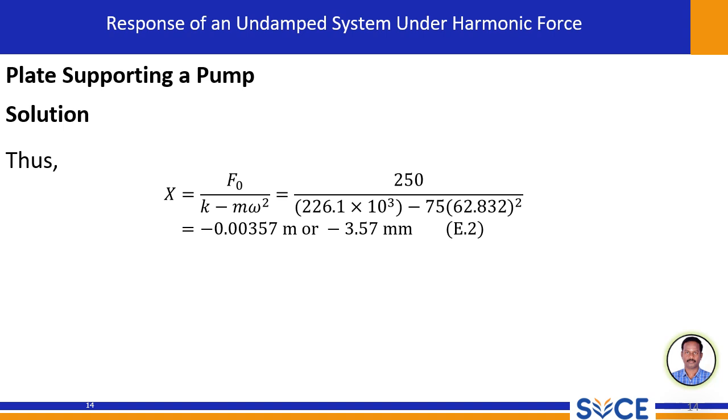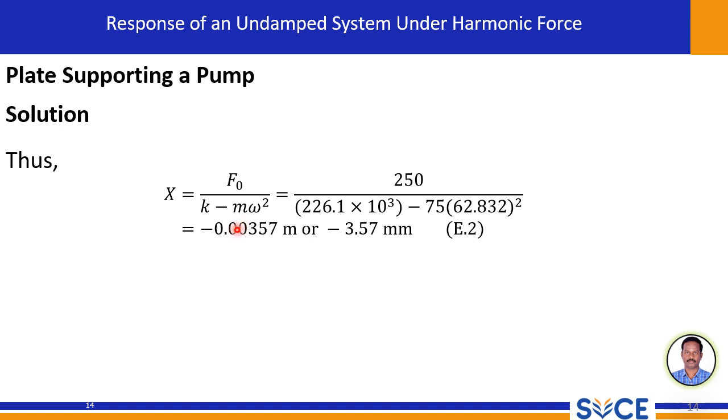Now, let's complete the solution by calculating the amplitude of vibration x. The equation we use is x equals F naught divided by k minus m omega squared, since there is no damping. This equation relates the amplitude x to the amplitude of force, bending stiffness, and forcing frequency. Let's substitute the values we have in the question, that is F naught value is 250 Newton, and we calculated stiffness and omega. Let me substitute all these values.